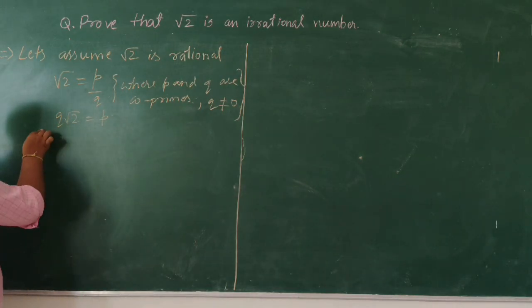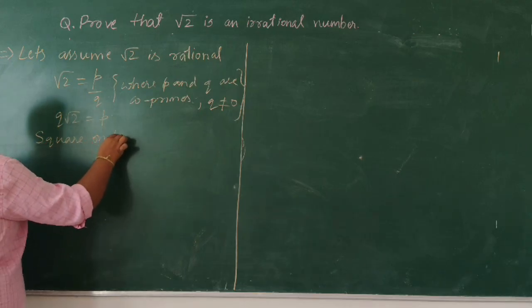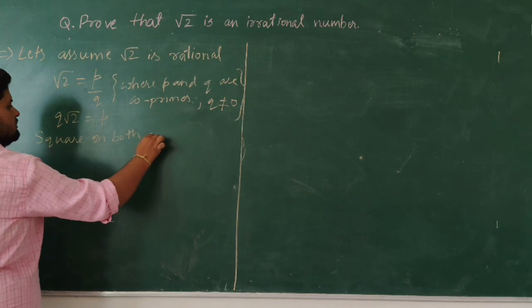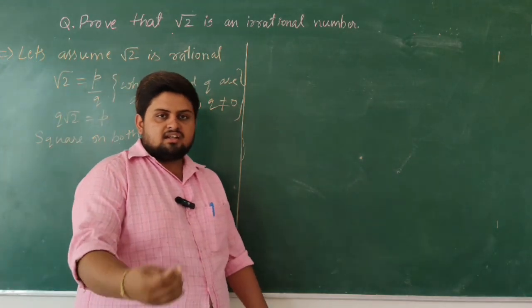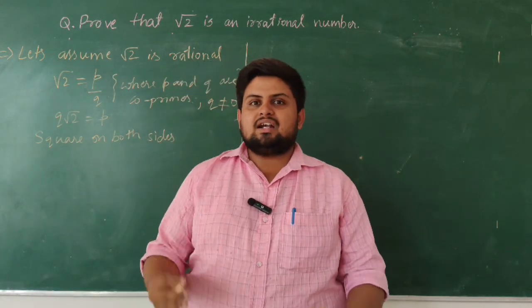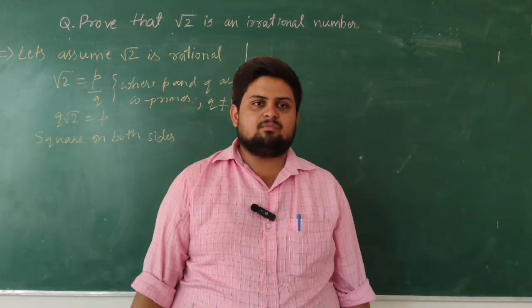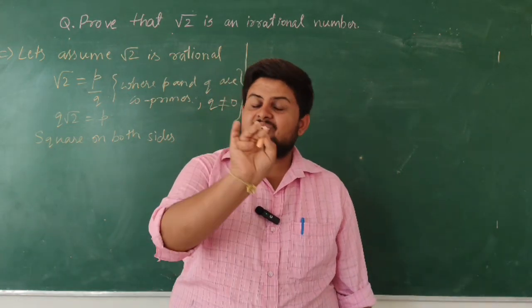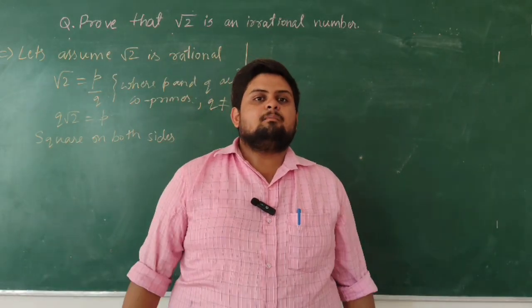Now what I will do? I will square on both sides. What do you mean by square on both sides? You remember whenever we are solving linear equations, we used to multiply a certain number on both sides, or add or subtract a certain number on both sides. Still the equation wasn't getting disturbed. The equation still remained balanced.